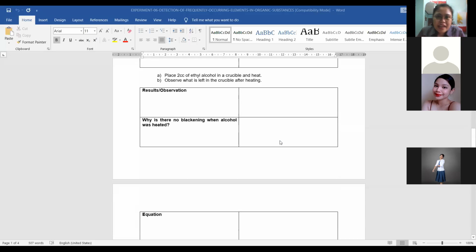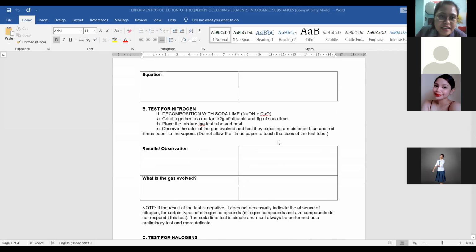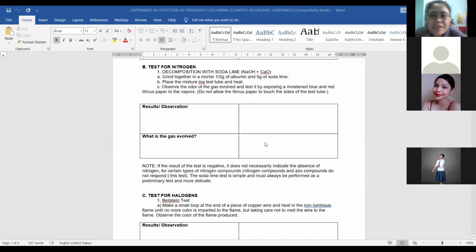And then, what's the other one? Ethyl alcohol. The alcohol, when heated, will also not produce charring since ethyl alcohol has a very low vaporization point. So, ethyl alcohol will just evaporate immediately and will not leave traces of carbon. So, it is one example of an organic compound that is an exception to what we call charring. And then, test for nitrogen.